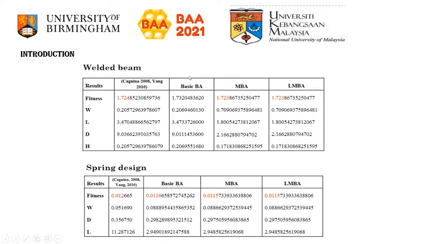So these are some results for welded beam and also spring design. We can see that for the proposed LMBA, the fitness is comparable. Also for spring design.